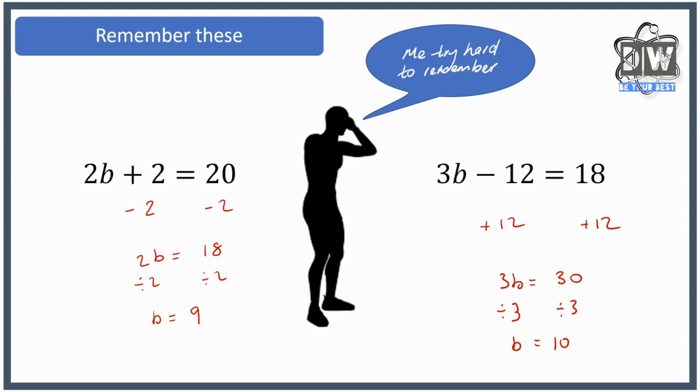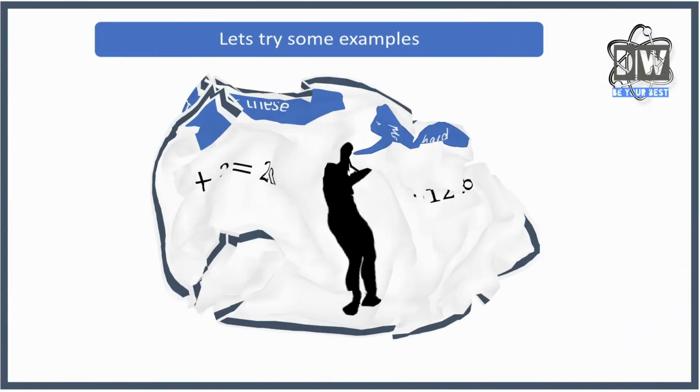And as I said before in the past videos, one of the best things is that we can put that back in. So we know that b is 9 on this one. 2 times 9 is 18, plus 2 is 20. So we know that's correct. And the same can be said here. So we put 10 into there, so 3 times 10 is 30. Take away 12 equals 18. And we can know that we're correct before we move on. It should fill us with confidence.